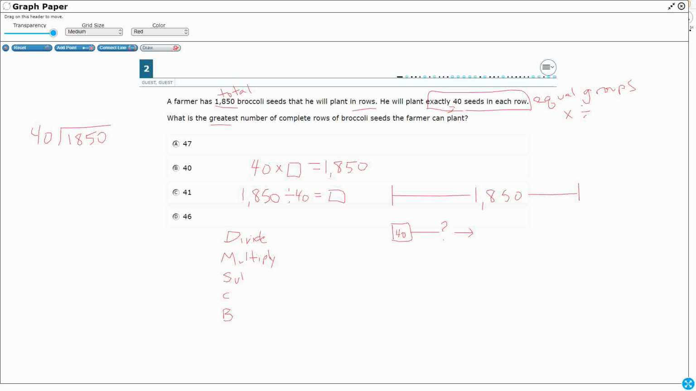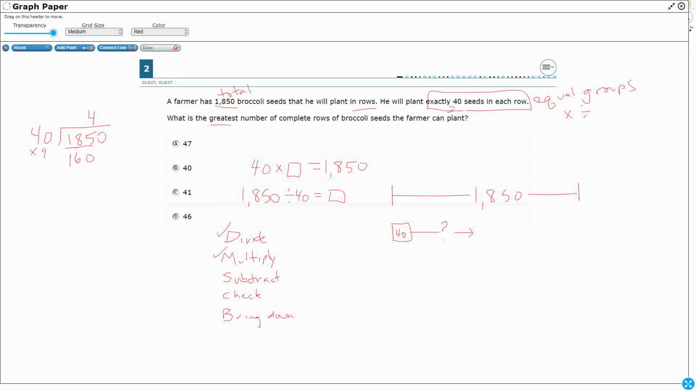So multiply, subtract, check, bring down. All right, so 40 does not go into 1. 40 does not go into 18. 40 does go into 185. So you look at each digit kind of one step at a time. And so think of 40 times 4, right? That's going to be 16 with a 0, 160. So let's do 4. All right, so 4 times 40 is 160.